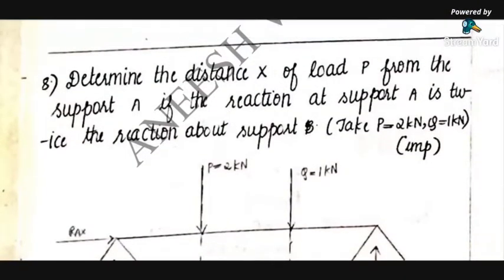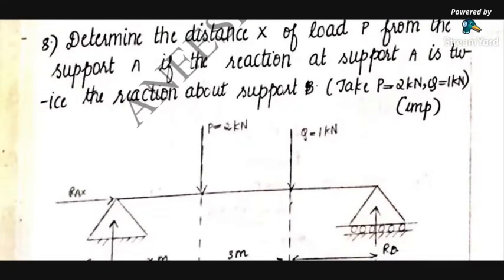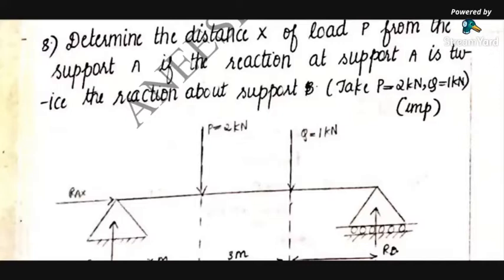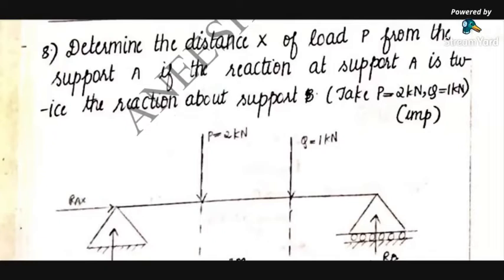Determine the distance x of load P, and the value of P is given as 2 kilonewtons, from support A. Let us concentrate on the diagram as well. From support A, if the reaction at support A is twice the reaction about support B. So let me read out the question once again. Here there is a condition given and you are supposed to find the distance from load P.